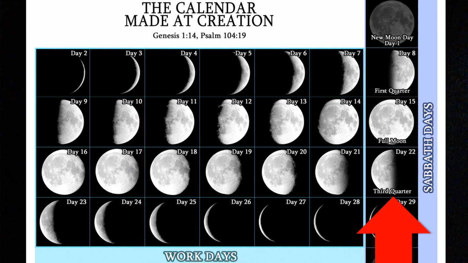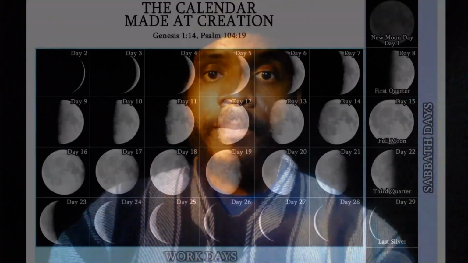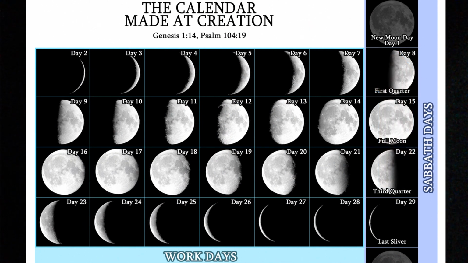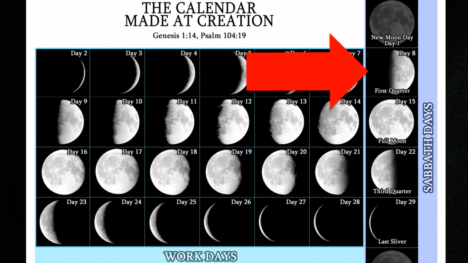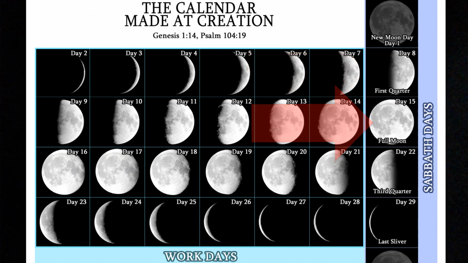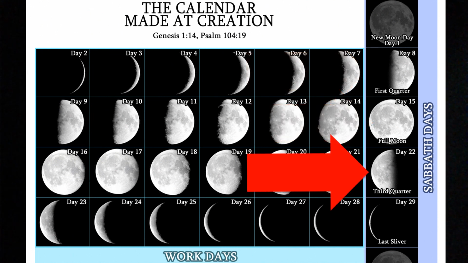In the lunar calendar, you have 4 Sabbaths in a month. You have the new moon day at the beginning of the month, and then you have the first Sabbath of the month, the second Sabbath, and the third Sabbath. On the 22nd of the month is the third Sabbath, and the moon will be 50% full. And then the next day, you start counting again.